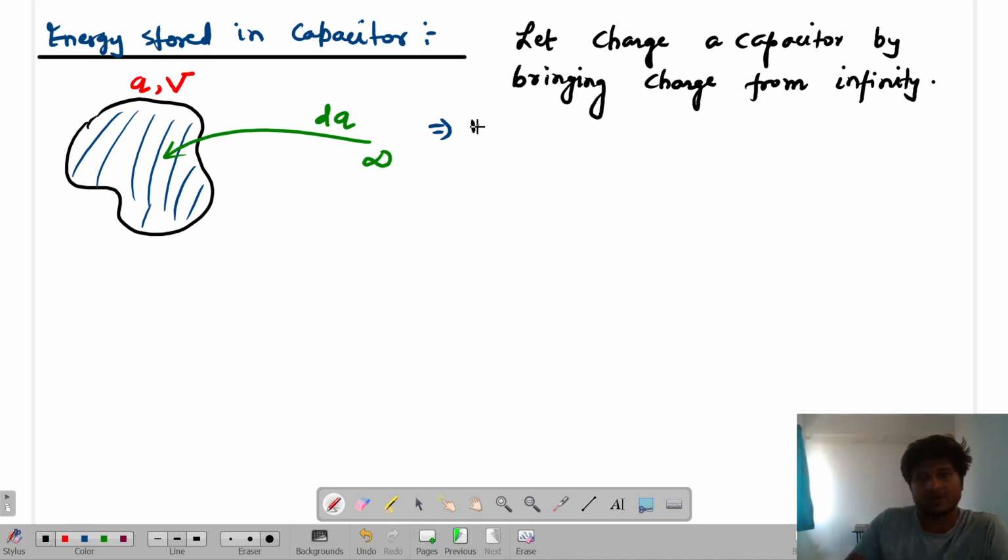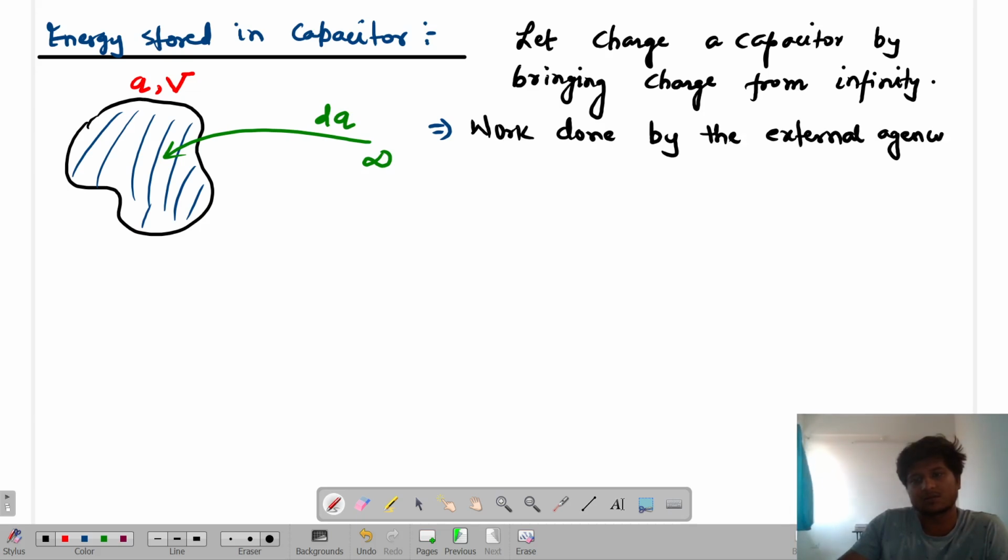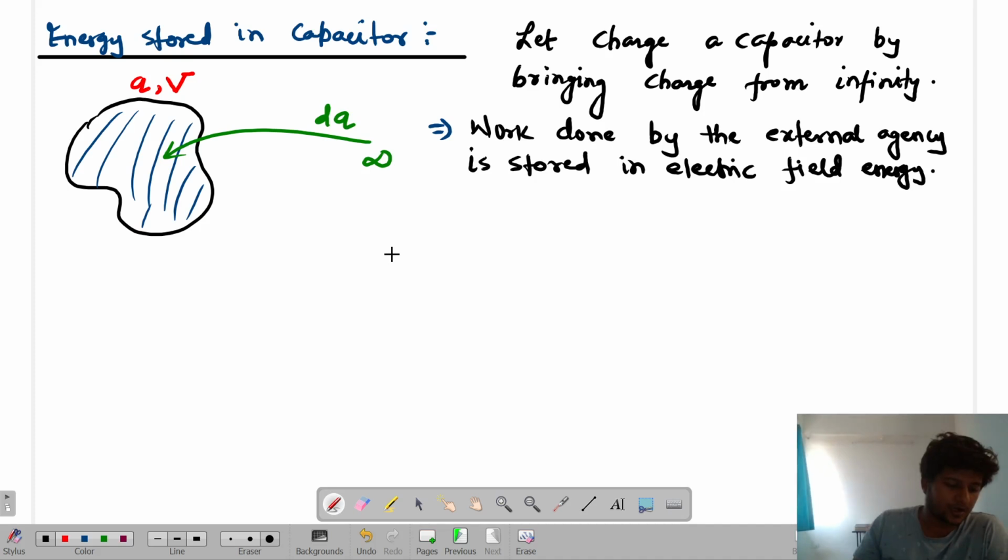So that's what I'm writing. Work done by the external agency is stored in electric field energy. Are you able to get me or not?